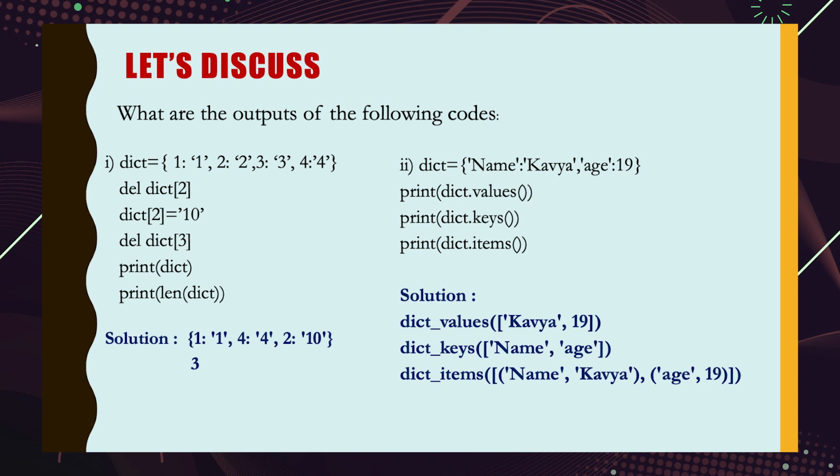Second, dict name Kavya, age 19. Print dict values, print dict keys, print dict items. Solution, dict values is Kavya 19. Dict keys name age and dict items name Kavya age 19.